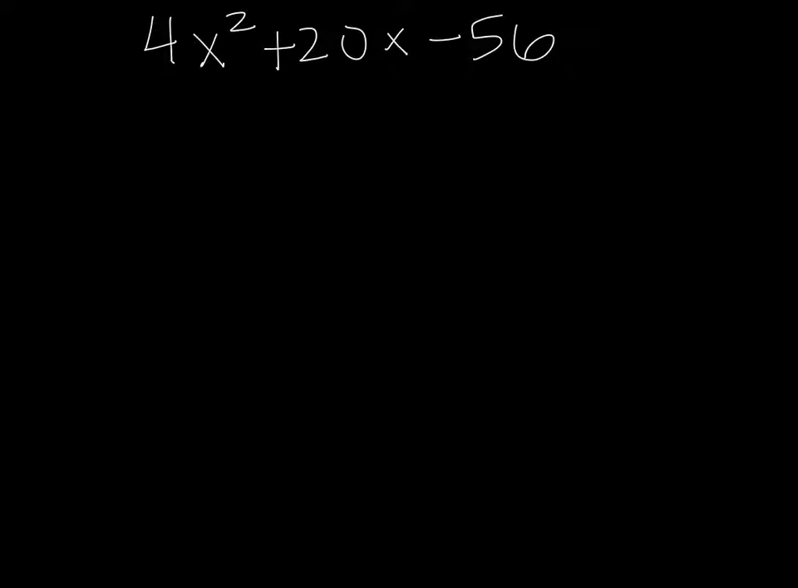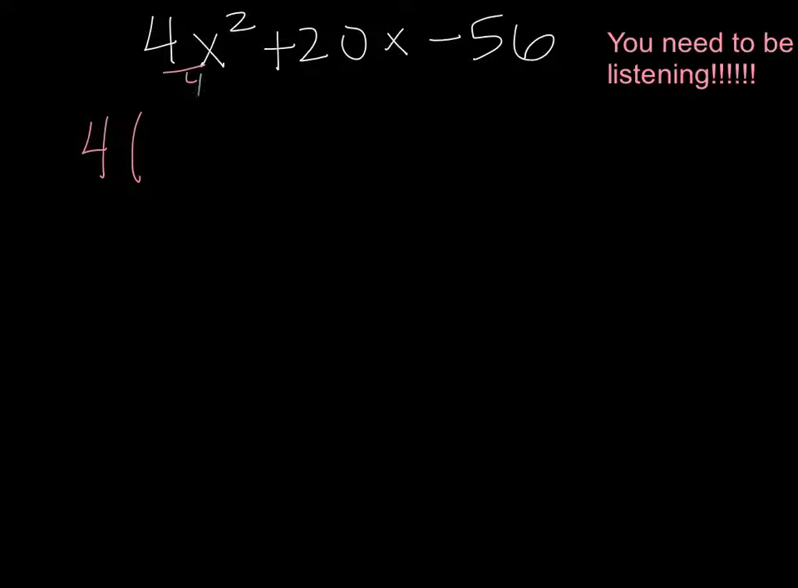So I'm done. So here's my next problem. And one thing about this is you need to be listening. So the first thing I should always do when I'm looking at these, I should look at, does the 4, 20, and 56, do they have something that is in common that I can factor out? Is there any number that I can factor out here? Yes, there is. All of these are divisible by 4, so I can take out a 4. So again, when I factor out a 4, it's like dividing each one of these terms by 4.